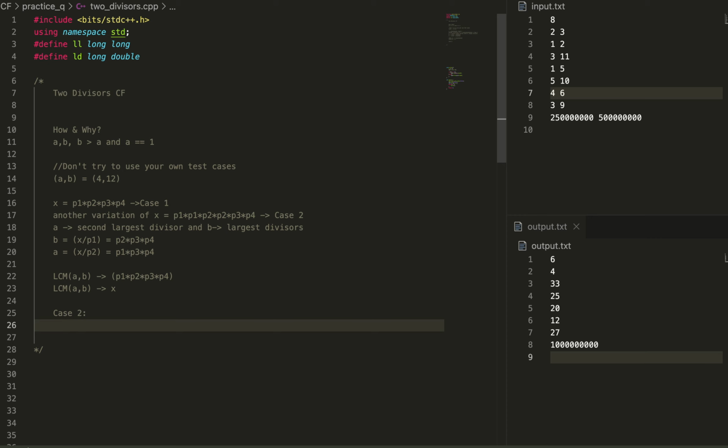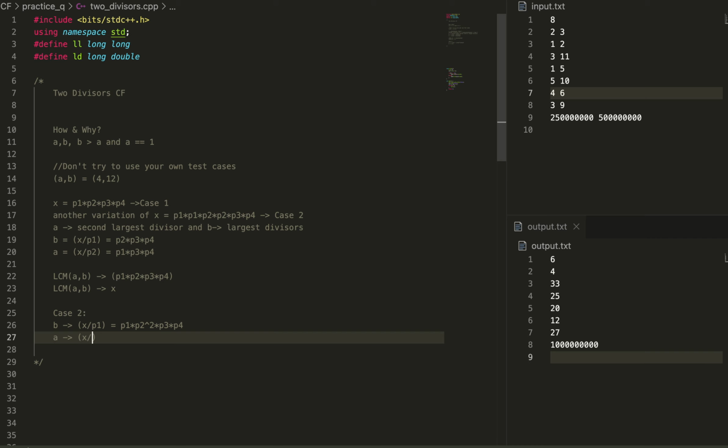Well, to figure out what b is, we again have to do the same thing. So we divide it by p1, right? And now what b is going to look like in terms of primes: it's going to look like p1 times p2 square times p3 times p4. Okay, and what a is going to look like, x divided by... tell me what a can actually be.